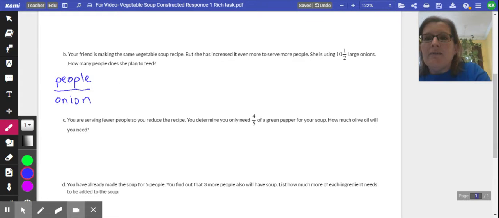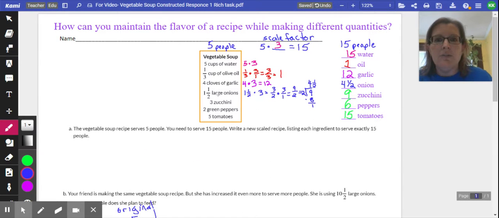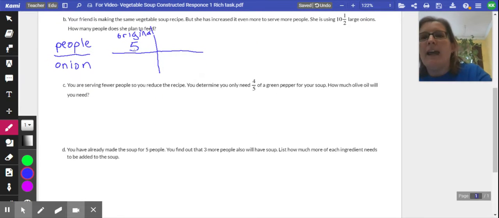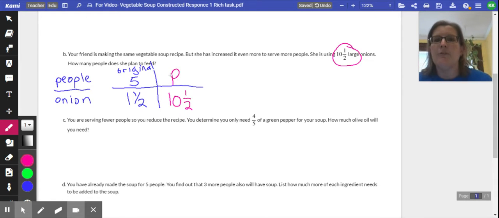So I need to find the information from our original recipe. So I know our original recipe served 5 people, and our original recipe required 1 1/2 onions. And our friend is using 10.5 large onions. So since onions are in the denominator, I know that I need to put my 10 1/2 in my denominator, and then I'm going to use P for my variable for people.